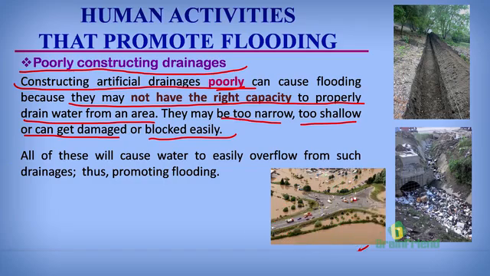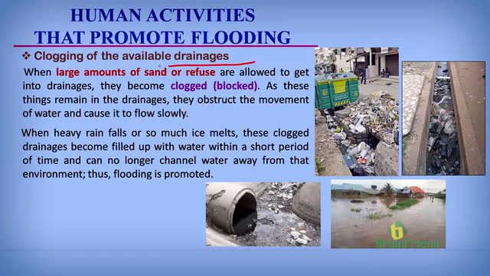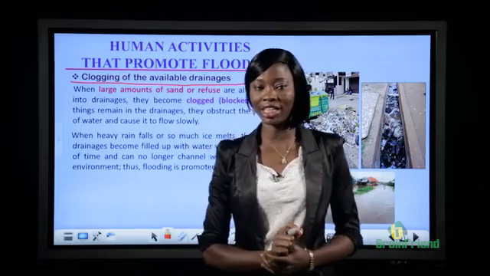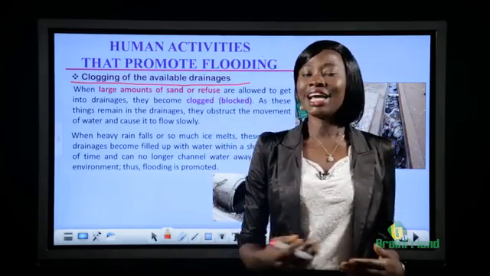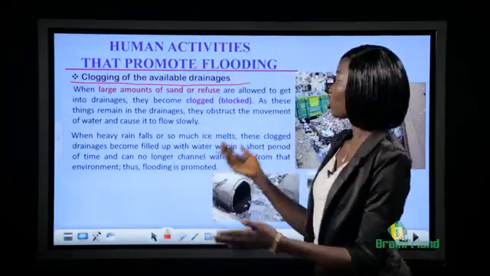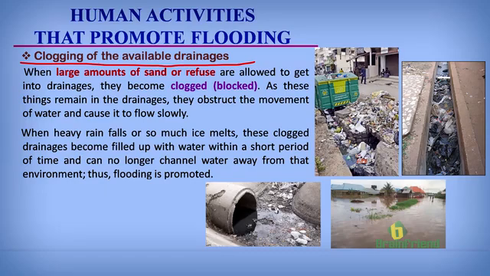So we are saying drainages should be well constructed. The second human activity that could promote the occurrence of flooding is the clogging of the available drainages. In this case, the drainages were well constructed, but certain human negligence and poor attitude could lead to the clogging of these available drainages.